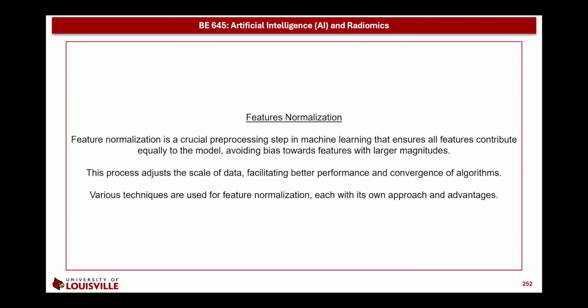The third approach to enhance the performance is feature normalization. Feature normalization is a crucial pre-processing step in machine learning to ensure that all features contribute equally to the model. And this will avoid bias towards features with larger magnitudes.